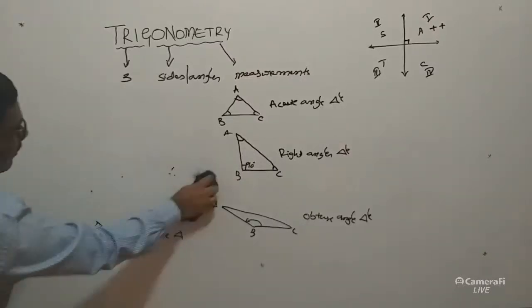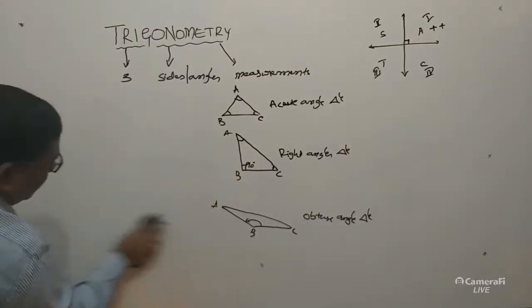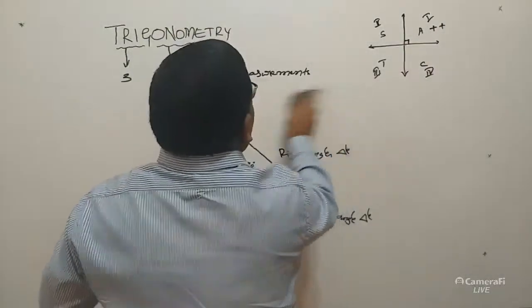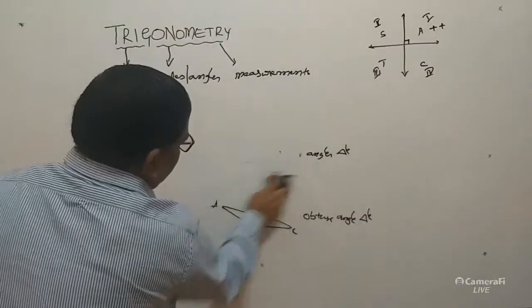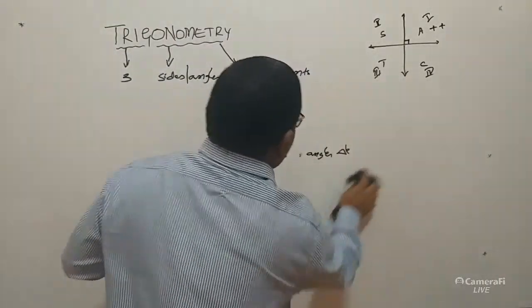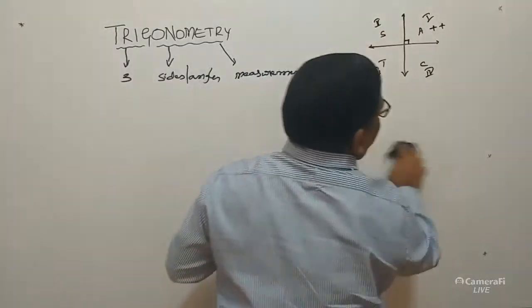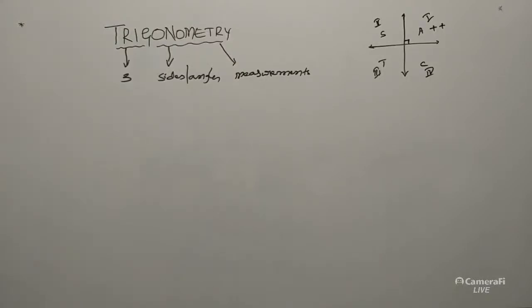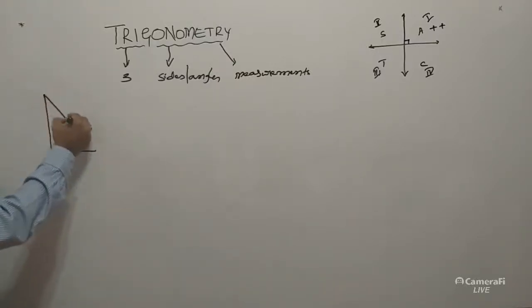Now we will move on to the definition. The actual definition of trigonometry: it is a branch of mathematics which deals with the relationship between sides and angles, and their measurements. See, I told you we are restricted to a right angled triangle.